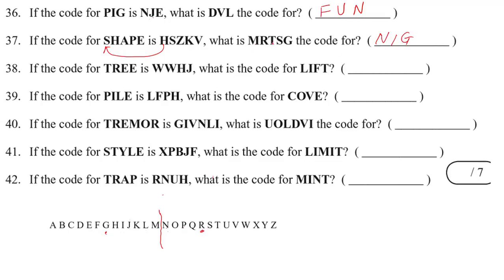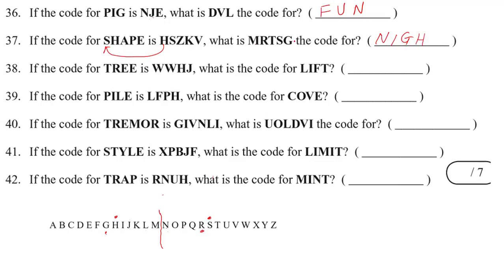Okay. Then we're going to do S now. So S is 1, 2, 3, 4, 5, 6. We're going to go for the 6th one behind. So we're going to be 1, 2, 3, 4, 5, 6. And that's going to be H. So H is the letter there.